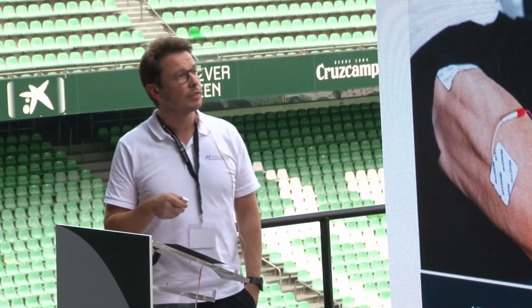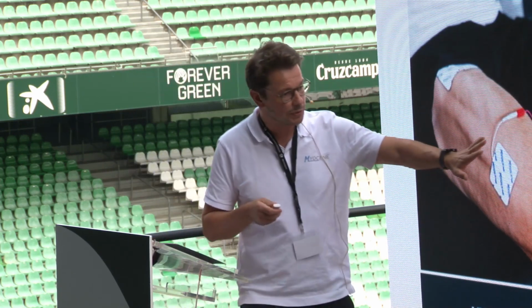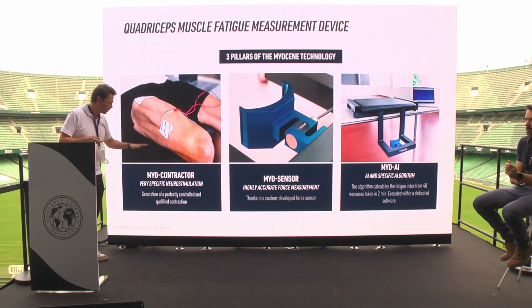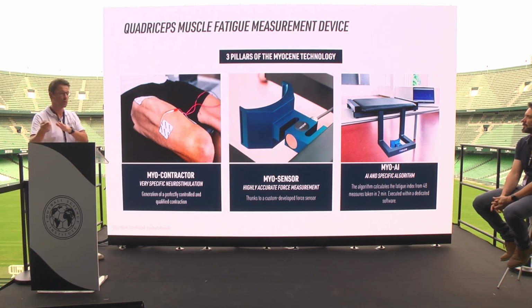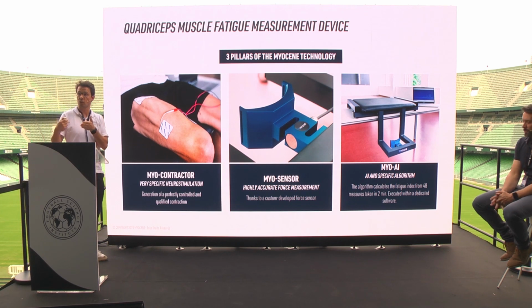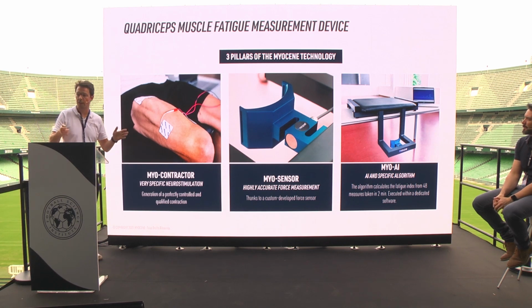So let's have a look at the device. There are 3 main pillars in the Myocene technology: a neurostimulator, a sensor, and an algorithm. Basically, the neurostimulator will generate electro-induced contraction of the quad at low and high frequencies, with several parameters. The sensor will register the force induced by those electro-induced contractions, send those values to the algorithm, which calculates the index. All this in just 2 minutes per leg.